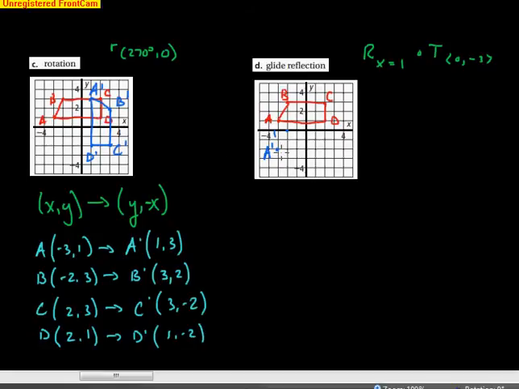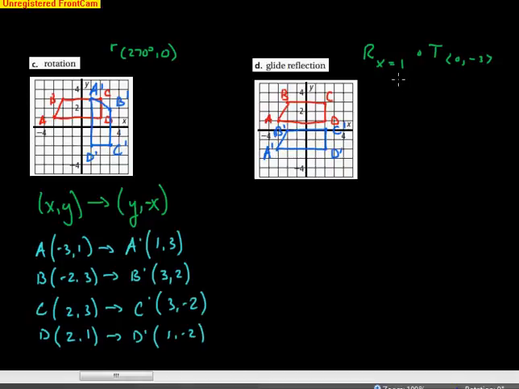Go down 3. And you see I already did A prime, went 1, 2, 3 down. B prime, go 1, 2, 3 down. There's B prime. C prime goes 1, 2, 3 down. There's C prime. And D prime, 1, 2, 3 down. There's D prime. So there is the figure translated, and now I must reflect it.